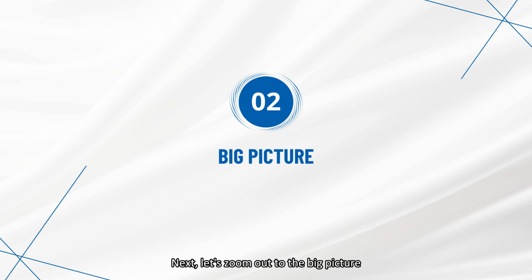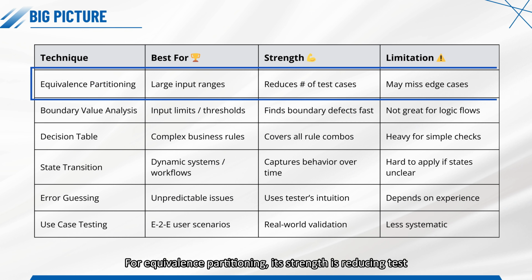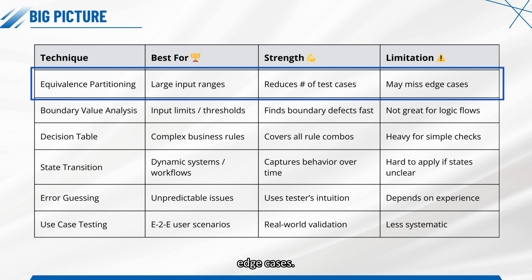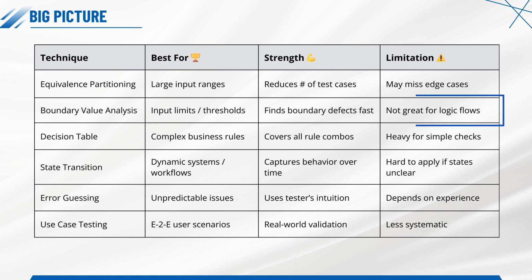Next, let's zoom out to the big picture of test case design techniques. Take a look at this table. For equivalence partitioning, its strength is reducing test case count, but watch out, it may miss edge cases. Boundary value analysis shines with input limits or thresholds, finding boundary defects fast, though it's not great for logic flows.